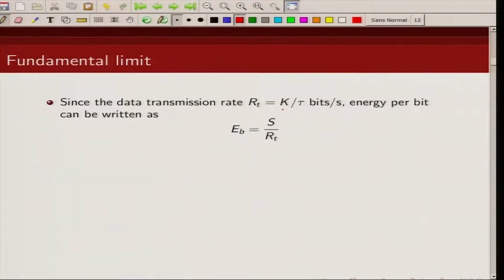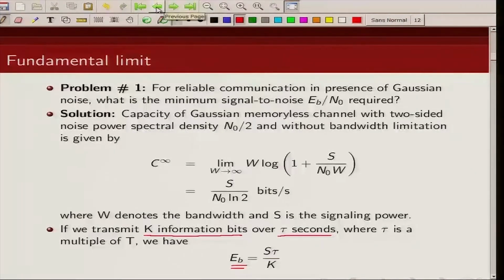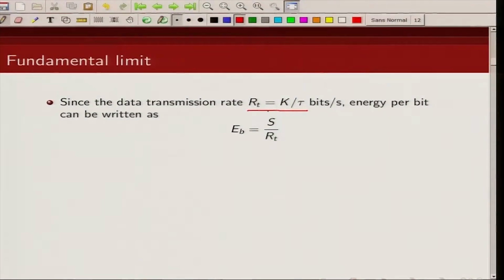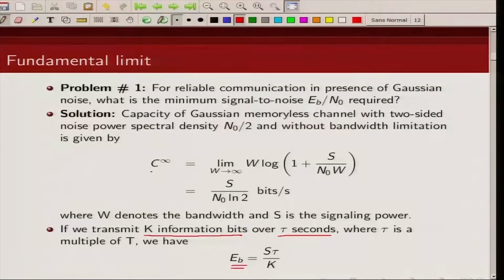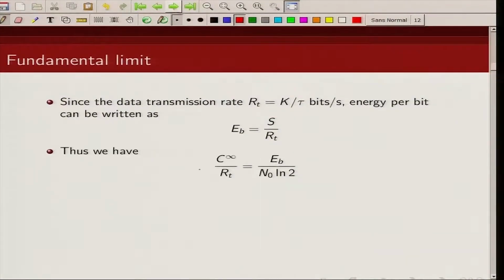Now, because we are transmitting k bits over time tau, our transmission rate is k by tau bits per second, and our energy per bit that we wrote here is basically S tau by k, and k by tau is R_T. So, we can write energy per bit in terms of signaling power and transmission rate R_T. If we divide our expression for channel capacity by R_T, what we get is this expression.